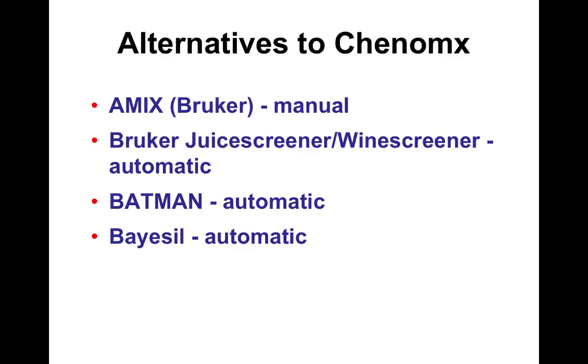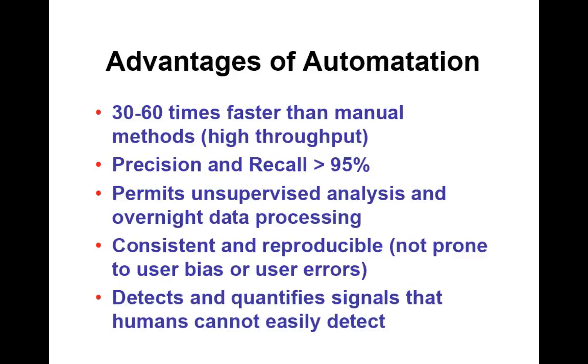Now, there are commercial programs that Bruker produces called AMIX. It's, again, similar to the quantification approach. It's somewhat manual. They've modified their software so that they can now analyze juice and wine pretty automatically. Quantification has also upgraded its software to make it more automatic than it used to be. And then there's some freeware that's also been produced, one called Batman, which is produced by Imperial College in London, and another one called Basil, which is developed at the University of Alberta, and we're going to be using that later today.